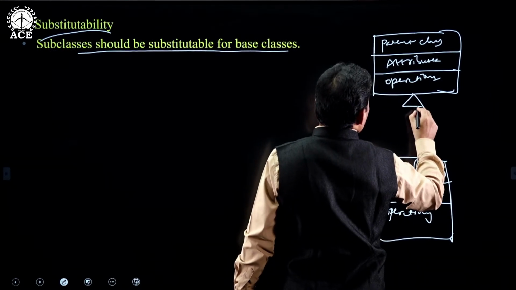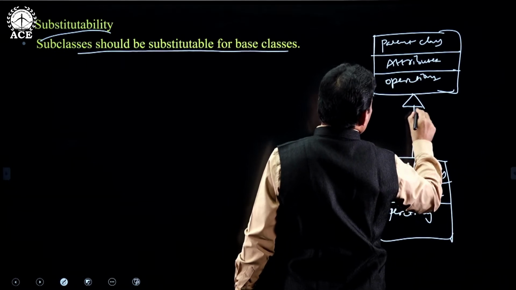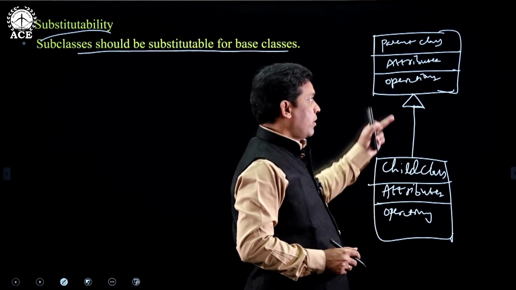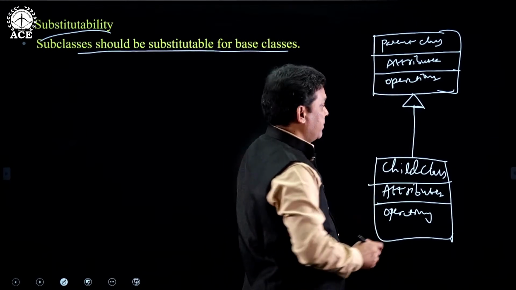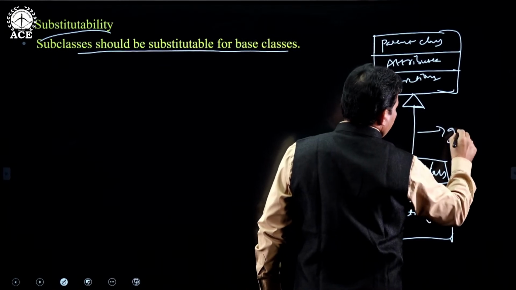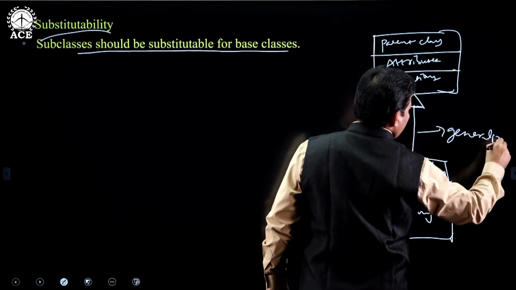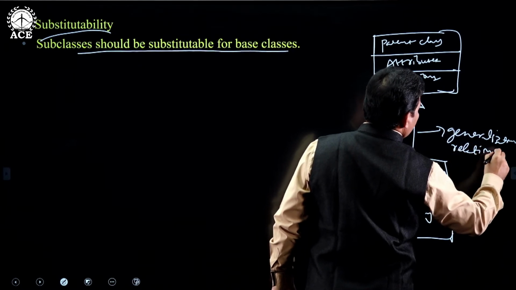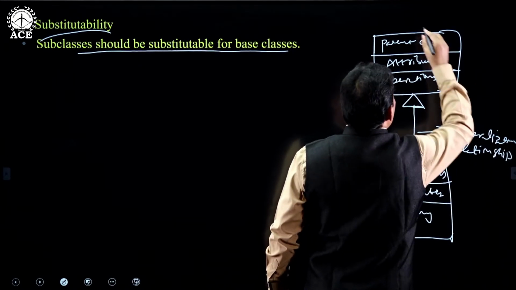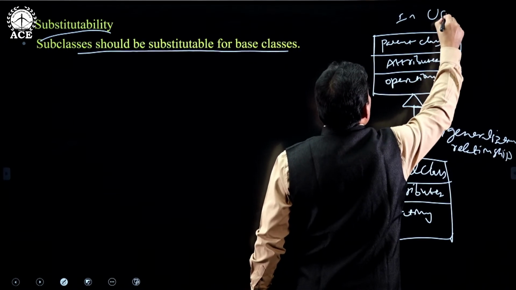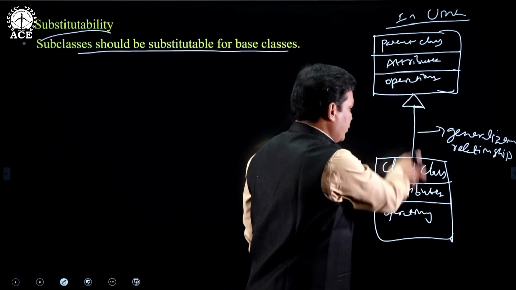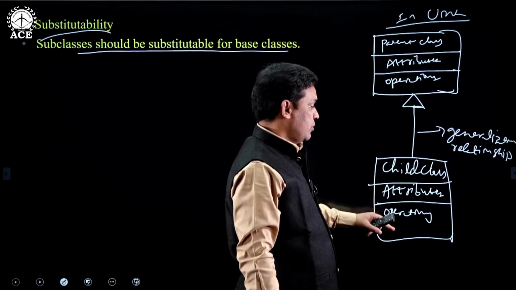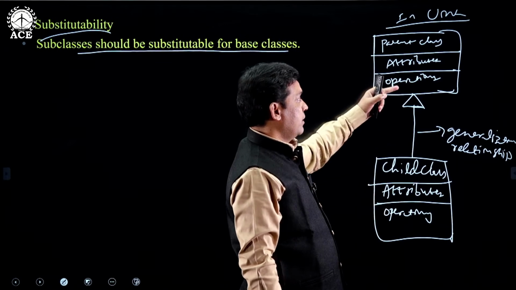This is one of the relationships which we are using, the generalization relationship in UML. So a child class can acquire the properties of the parent class. For that purpose, what is the name of the relationship here? Generalization relationship in UML, Unified Modeling Language. If you want to model parent and child classes, you have to use the generalization relationship. Child can acquire the properties of parent. Child can be substituted by parent.